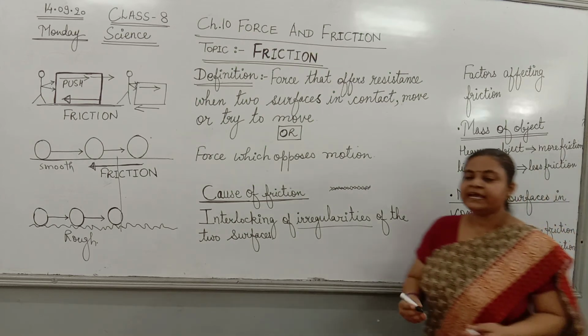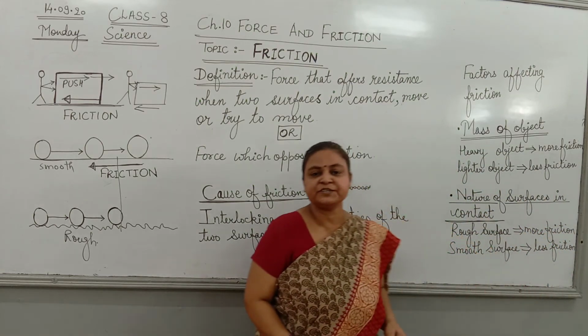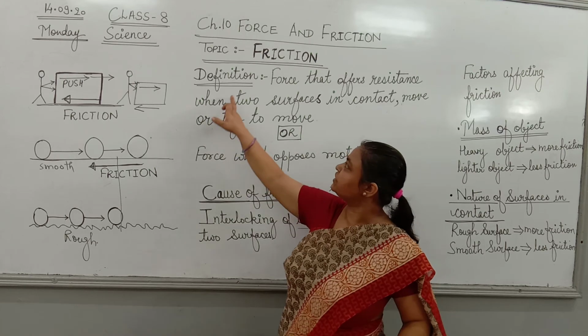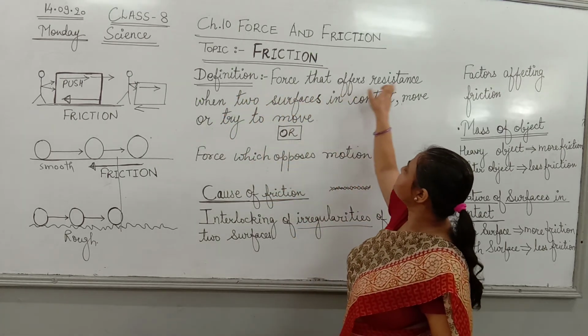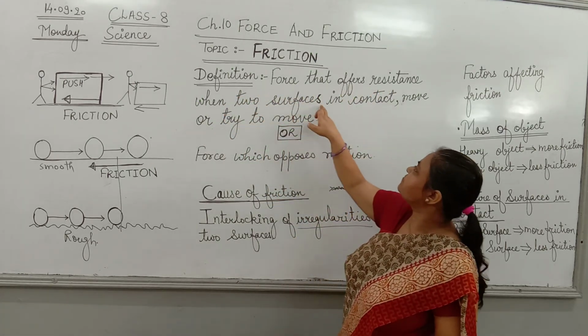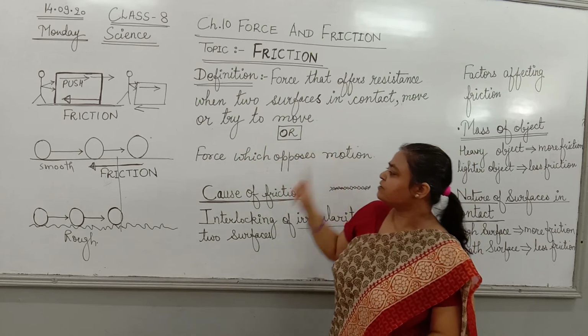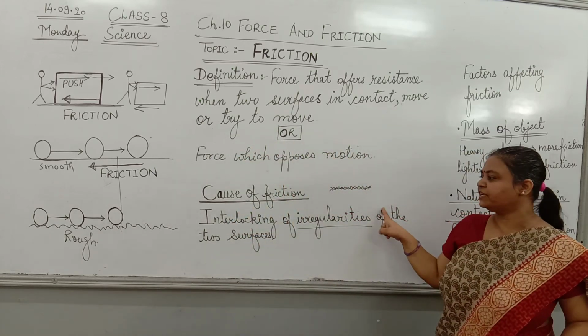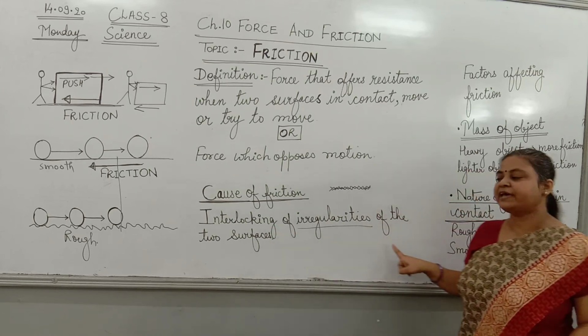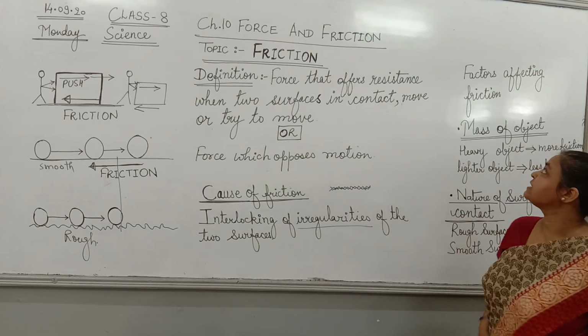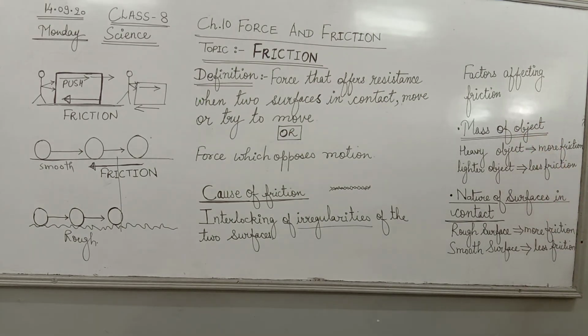So students, in this video today we have discussed the definition of friction, force that offers resistance when two surfaces in contact move or try to move. We have studied the cause of friction, that is interlocking of the irregularities of the surfaces, and factors affecting friction, mass of the object and nature of the surface in contact.